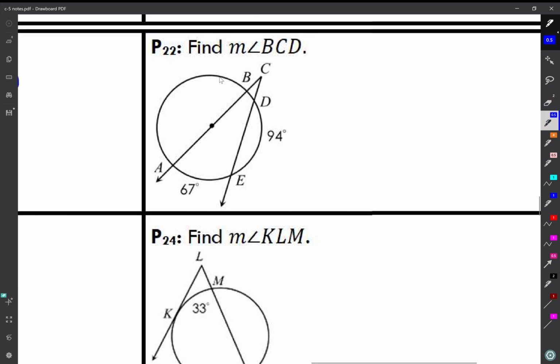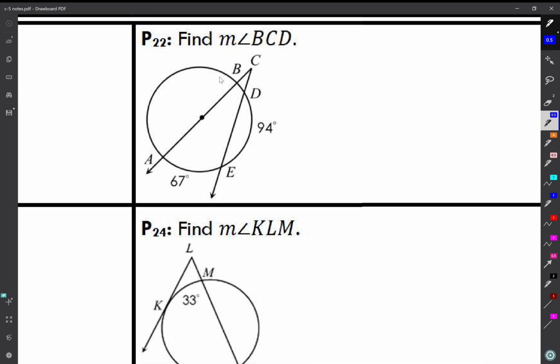Now let's look at number 22. Alright, this time we have two arcs. One of these is our intercepted arc. Cool. Trying to find BCD, which is this angle. We know some other arc outside. We need to know these two arcs.